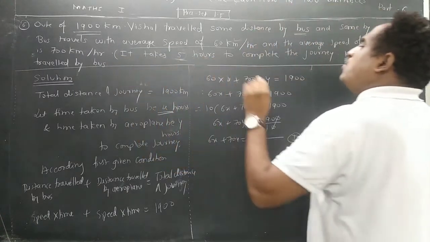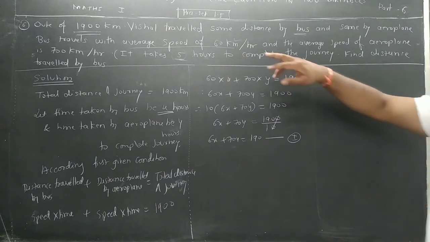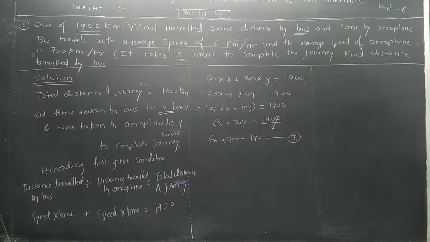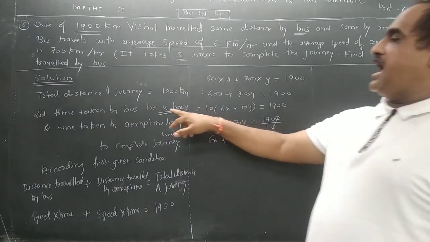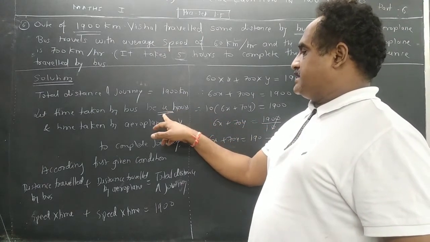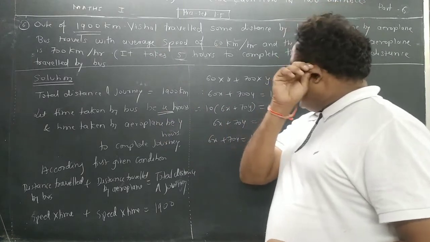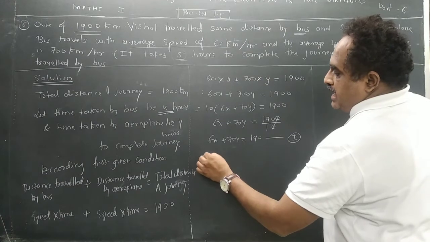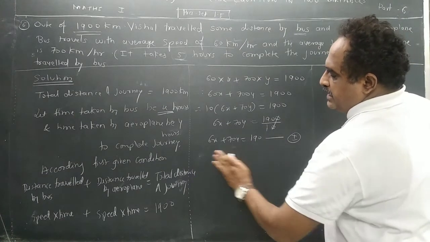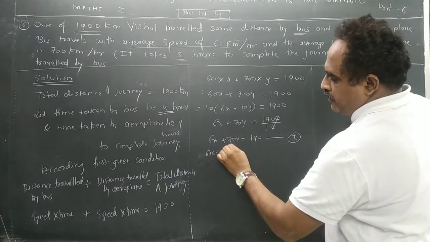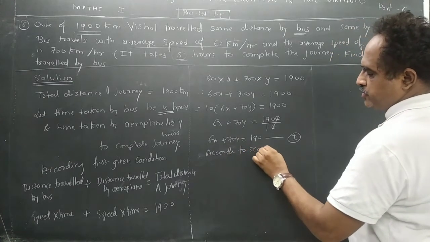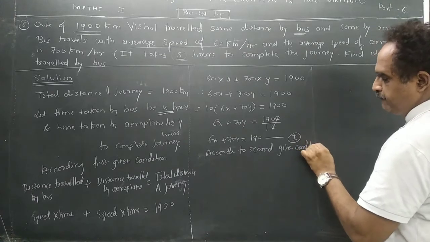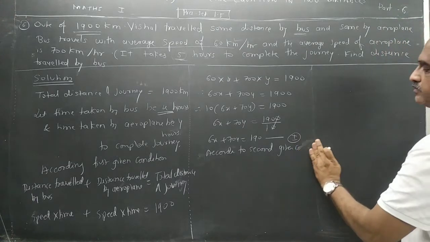It takes 5 hours to complete the journey. But out of that, how much time has been taken by the bus? The bus has taken x hours. Who took y hours? The aeroplane. So what I'm going to do is write the time taken, according to the second given condition. What is the second given condition?